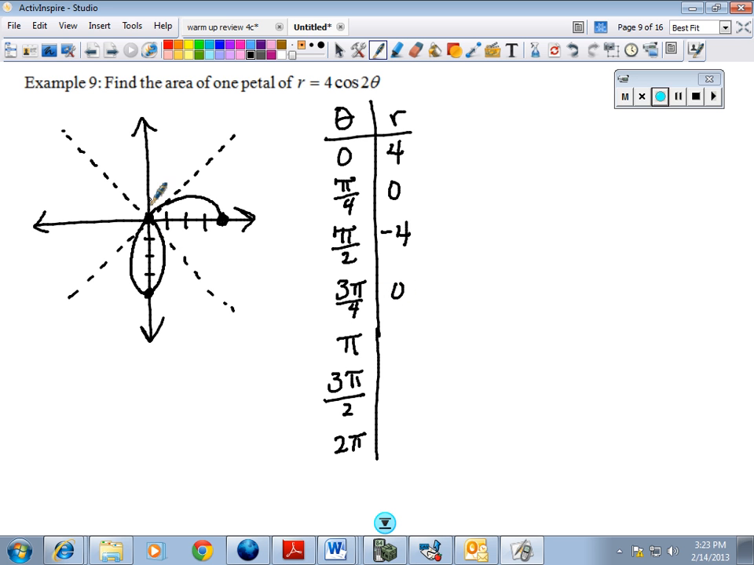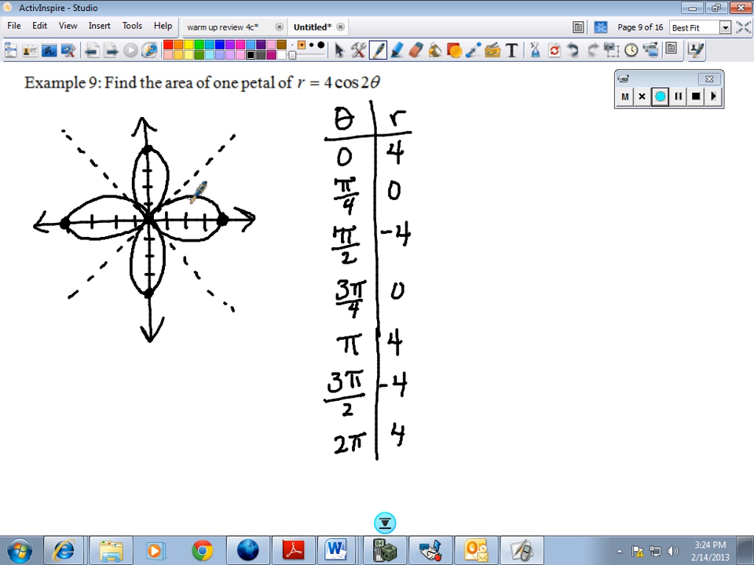At pi, it's 4, 2, 3, here. And at 3 pi over 2, it's negative 4, which is below, but negative 4. 1, 2, 3, 4. So it's going to go in the middle. Meantime, it's going to come back to 0 and go up, come back to 0, come back. Okay, it takes 2 pi to get all the way around all 4 petals.